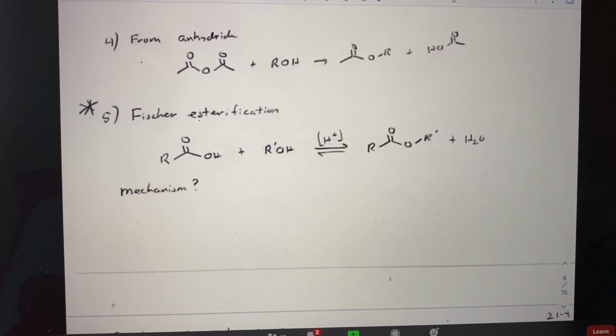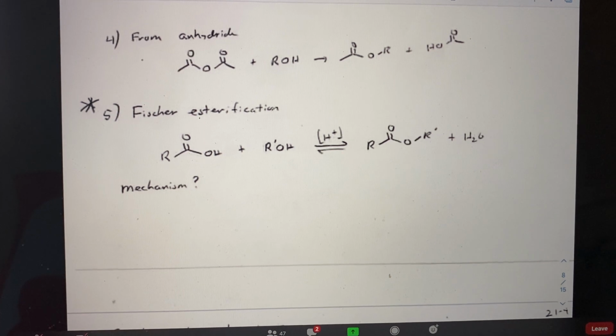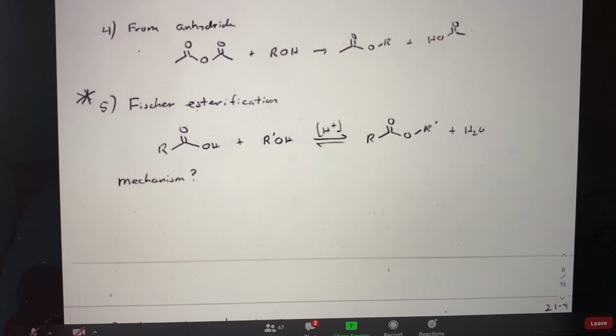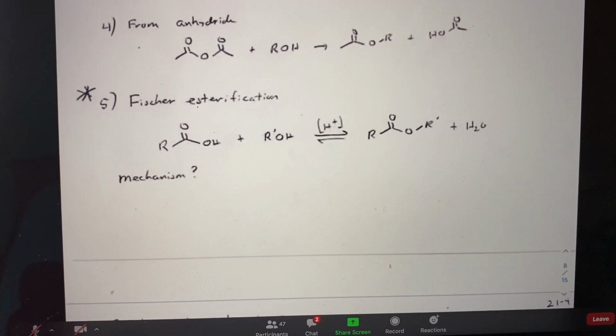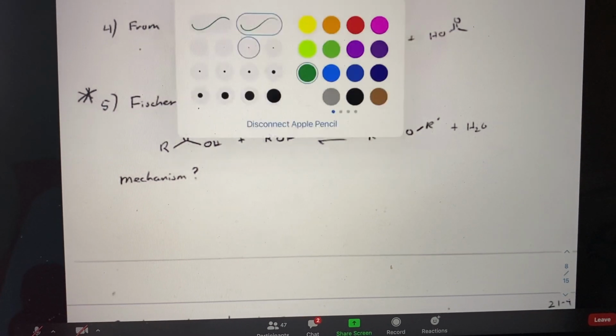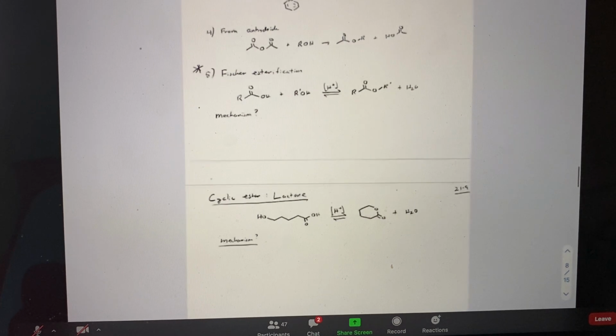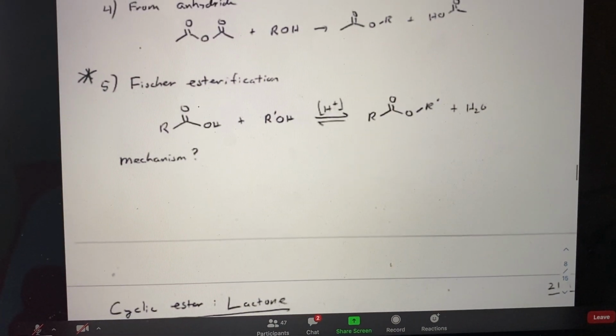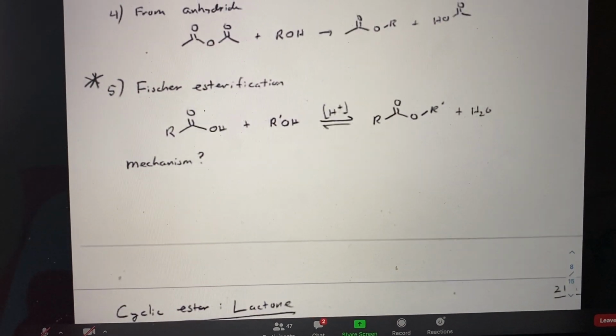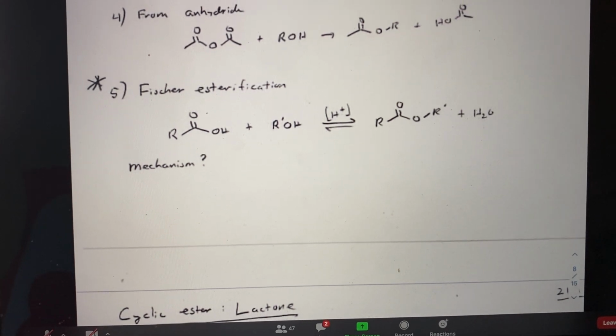So I think it's worth it to go through thinking about how this reaction might actually occur, because it's a nice review of a lot of things that we've already seen. And I don't know why I didn't leave much space here. So let's think about the potential mechanism for this reaction.